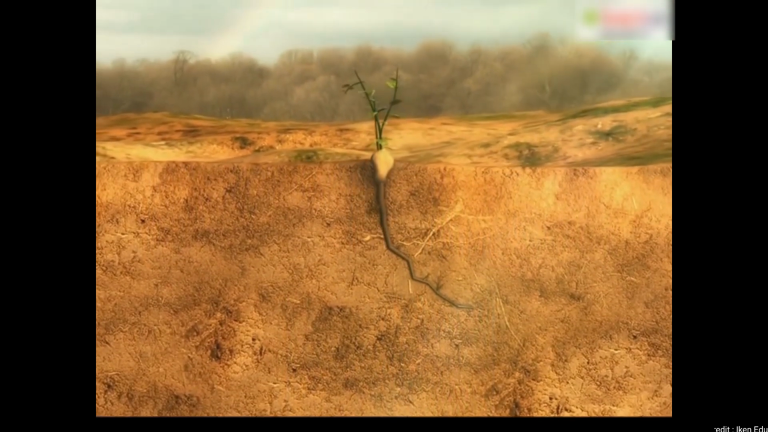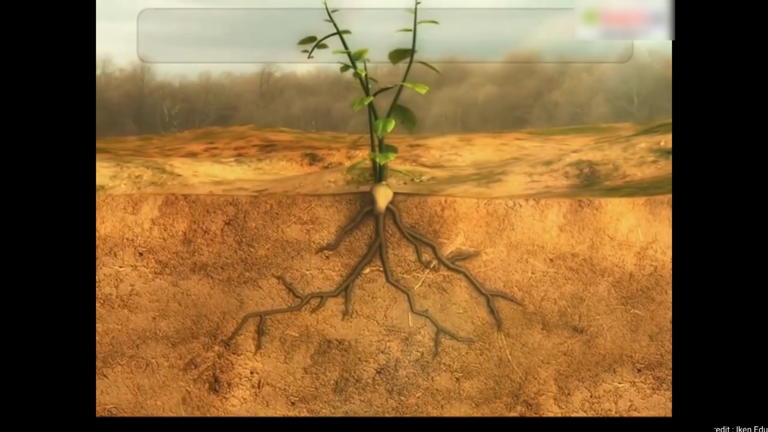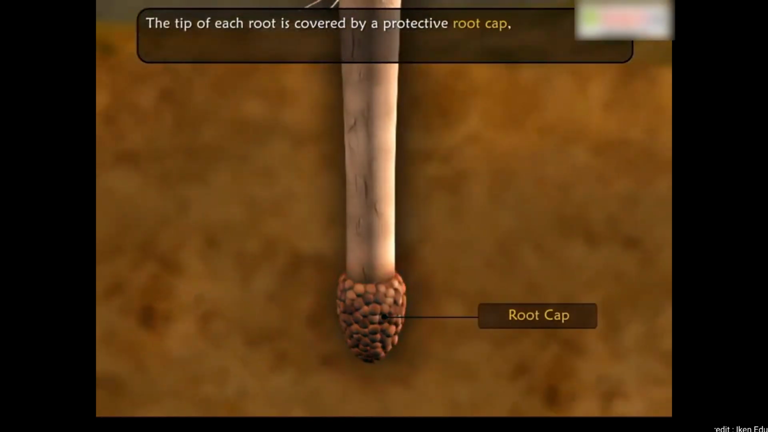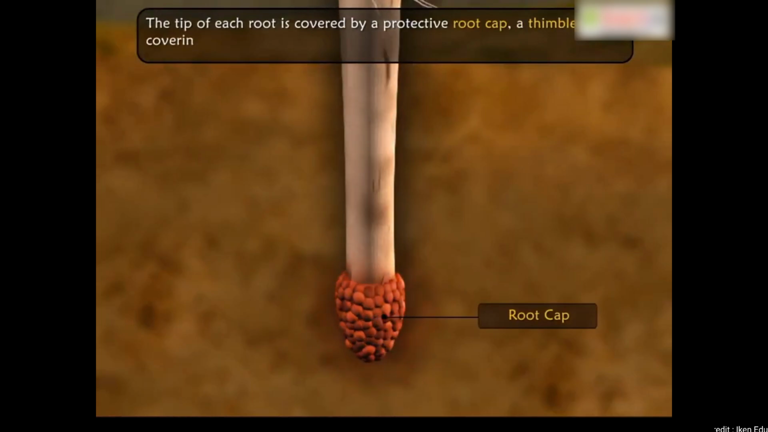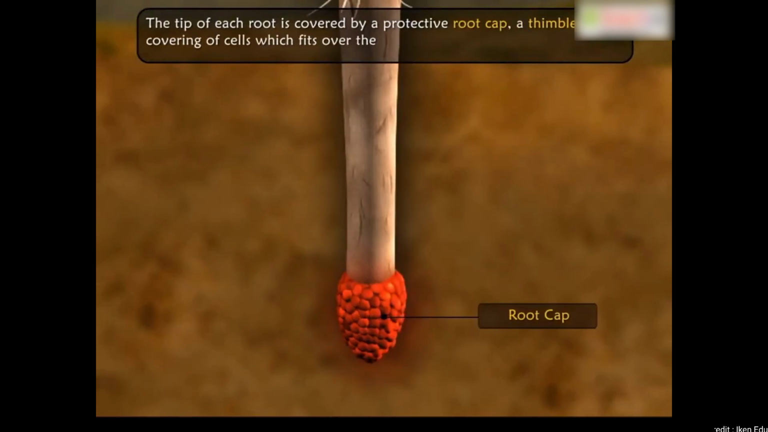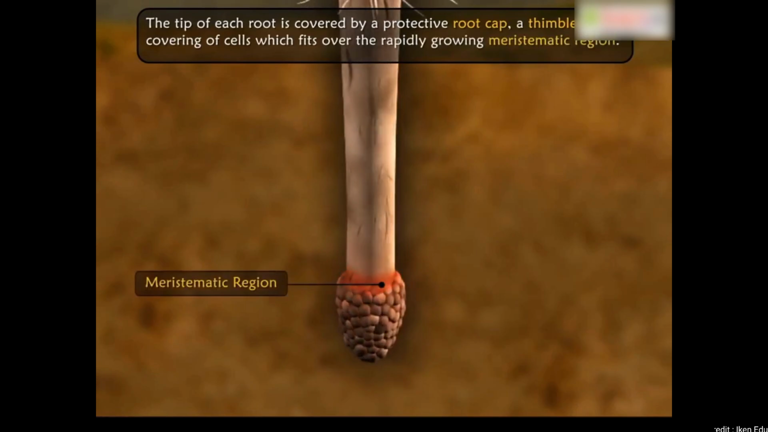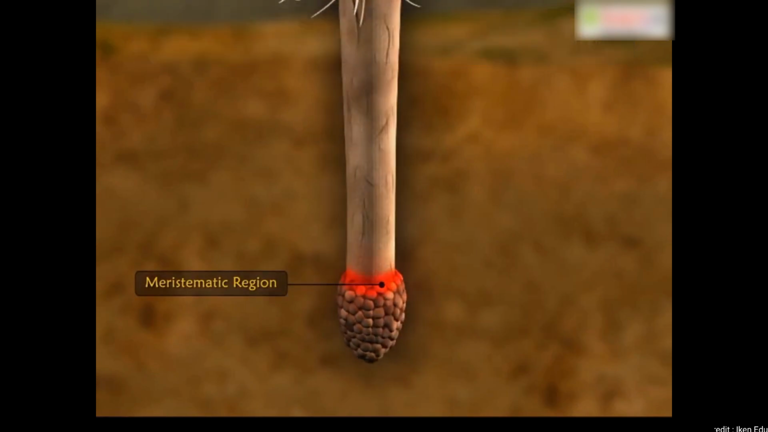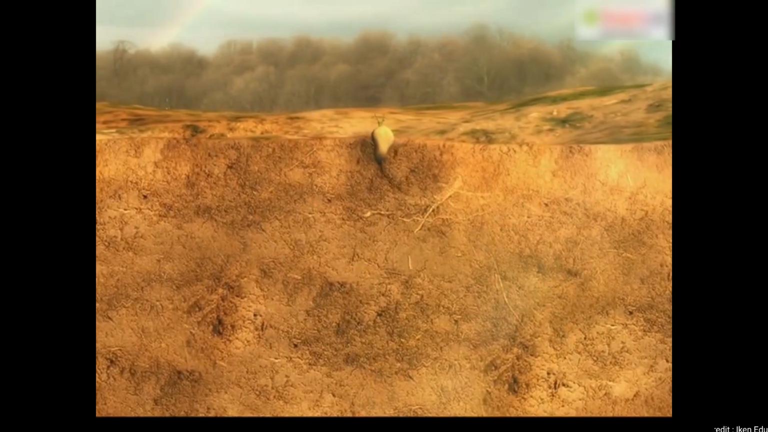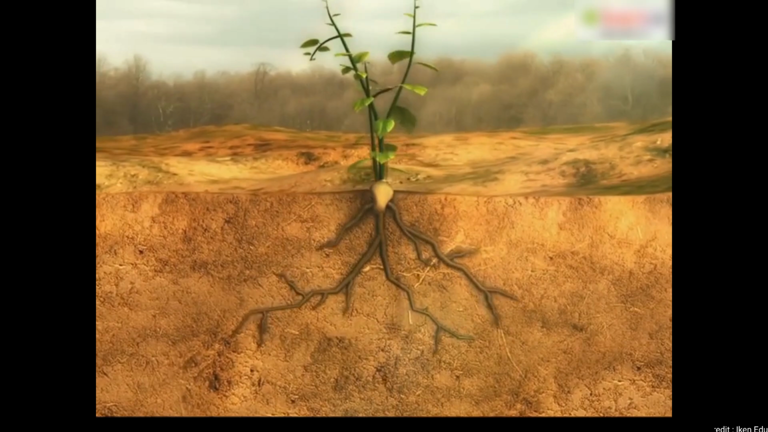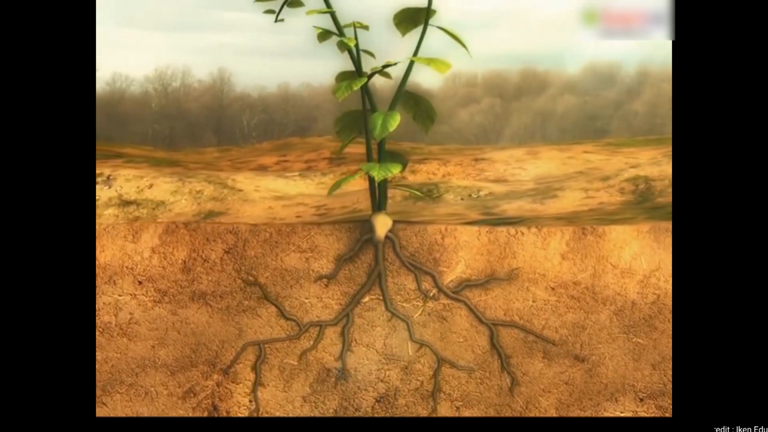Look at the different parts of a root. The tip of each root is covered by a protective root cap, a thimble-shaped covering of cells which fits over the rapidly growing meristematic region, that is, the calyptrogens. The outer part of the root cap is rough and uneven because its cells are constantly being worn away as the root pushes through the soil.